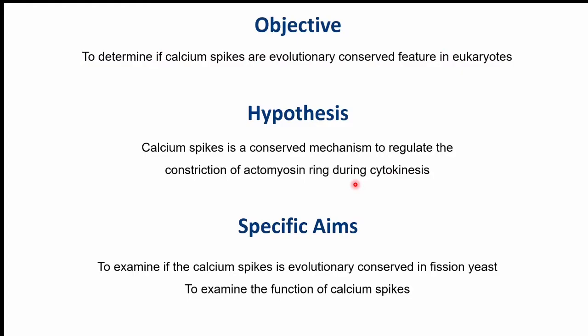So the objective of my talk is to determine if calcium spikes are evolutionarily conserved features in other eukaryotes. My hypothesis is that the calcium spike is a conserved regulatory mechanism to control the constriction of the actomyosin ring. Remember the ring that I showed before, which needs to constrict in order for the cell to separate. The specific aims include examining if the calcium spike is an evolutionarily conserved mechanism in fish and yeast, and examining the function of this calcium spike.